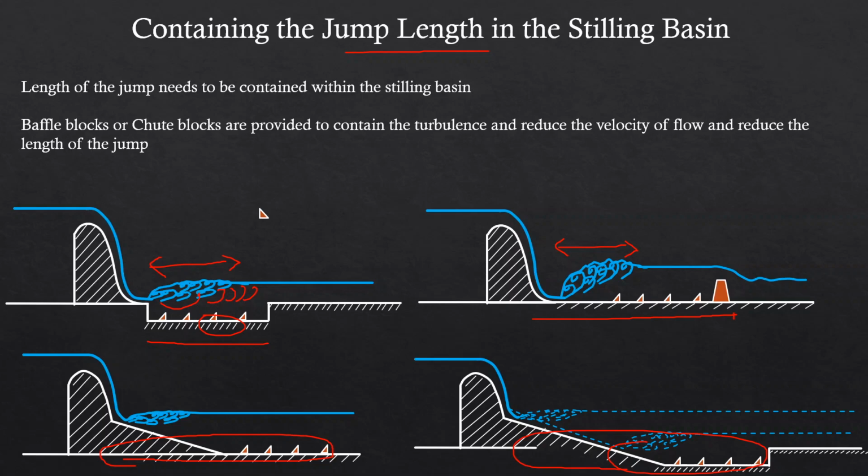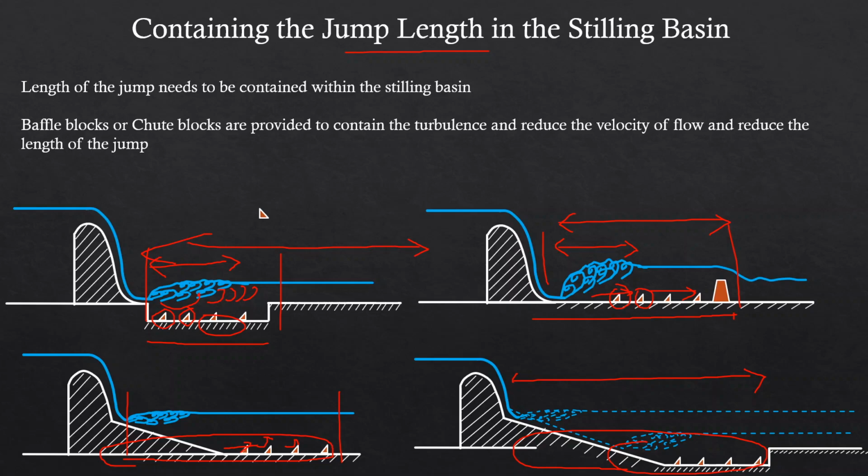So this length of the stilling basin, how large it should be, will be decided based on the length of the jump. And if we provide these kinds of roughness elements, these are called baffle blocks or chute blocks. So they will reduce the turbulence, they will reduce the velocity of water in the lower portion of the bed, and this way they will reduce the length of the jump, and the jump will be contained within a smaller length in the downstream. So you don't have to provide lots of protection for a very long length like this.